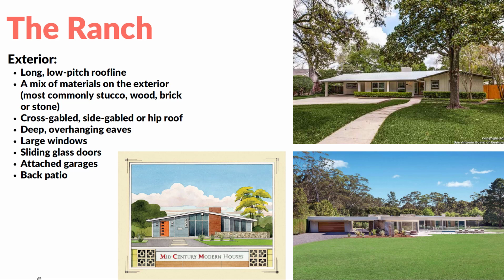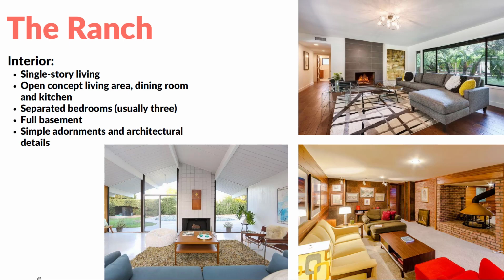The materials can vary pretty dramatically, but most common would be stucco, wood, brick, or stone. You could have a cross-gabled, side-gabled, or a hip roof with deep overhanging eaves, large windows, sliding glass doors. Attached garages are very, very common with the ranch, and there's usually some sort of back patio associated with them on the outside.